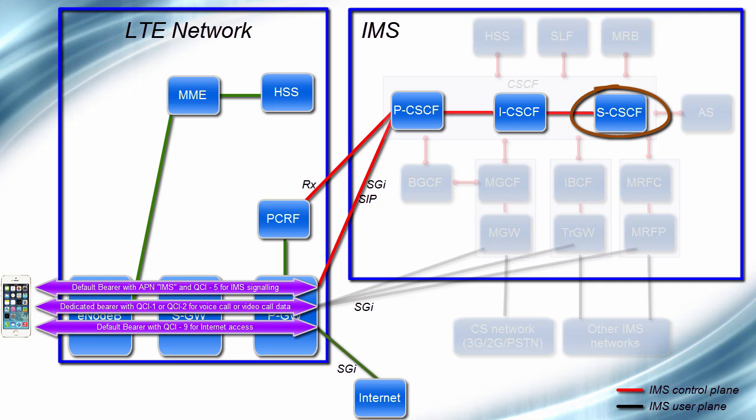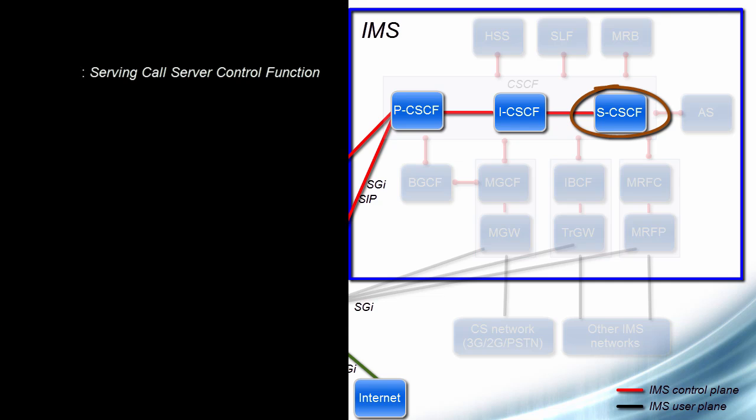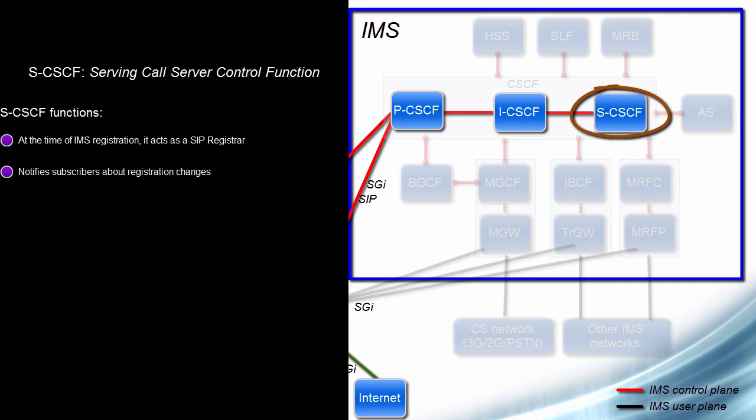Now, the Serving CSCF. As we discussed earlier, S-CSCF is assigned to a UE at the time of registration. A serving CSCF performs the session control service for a UE. The main functions performed by S-CSCF are: at the time of IMS registration, it acts as a SIP registrar. It means S-CSCF receives registration requests from the UE and makes all the required entries for this UE in the HSS. The S-CSCF notifies subscribers about registration changes.